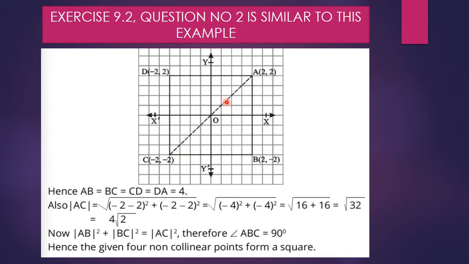The coordinates of A were (2, 2), x positive 2, y also positive 2. So it will come in the first quadrant where x is positive, y is positive. B is (2, -2). It will come in the fourth quadrant where x is positive and y is negative. The value of C was (-2, -2).